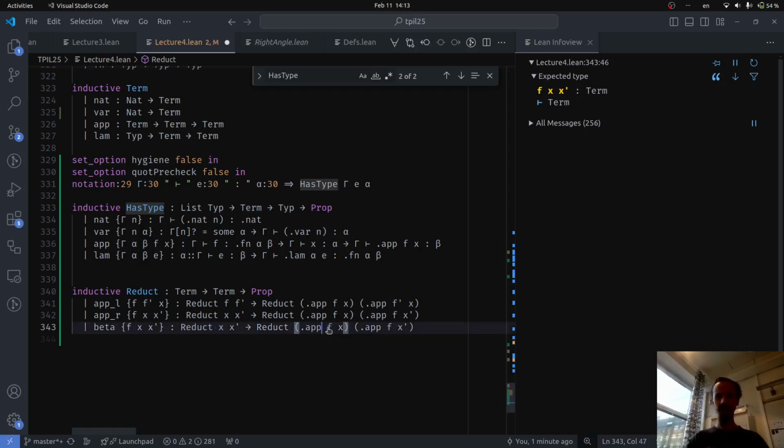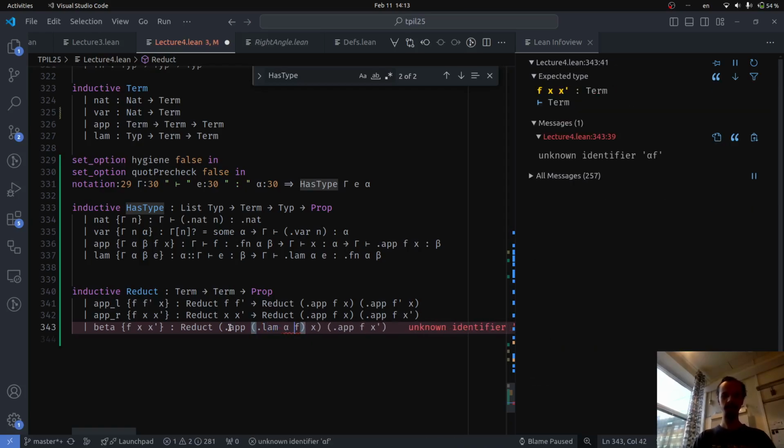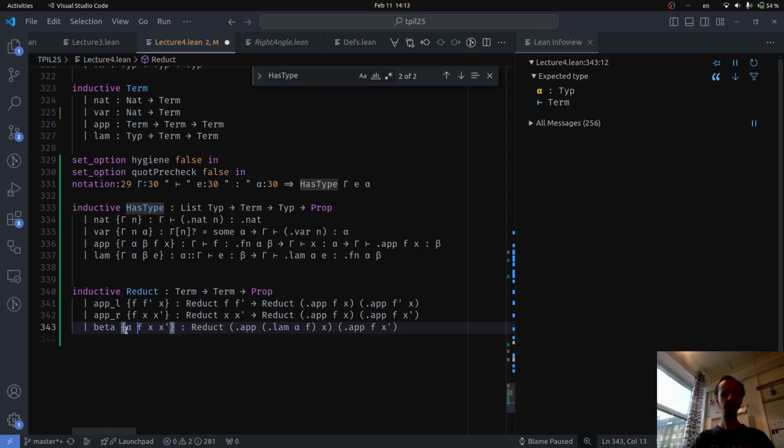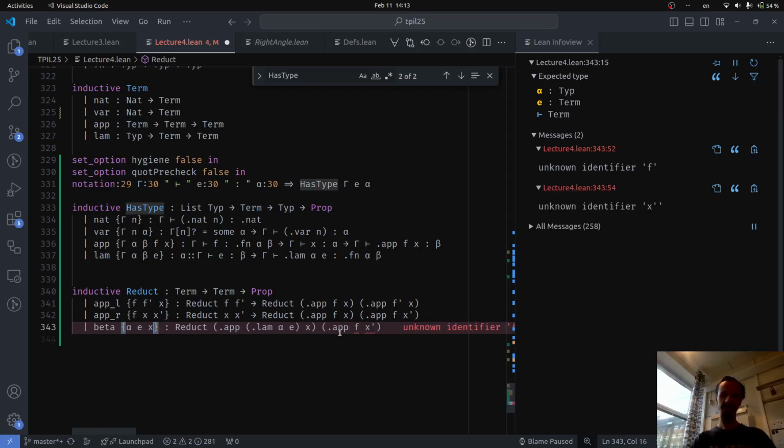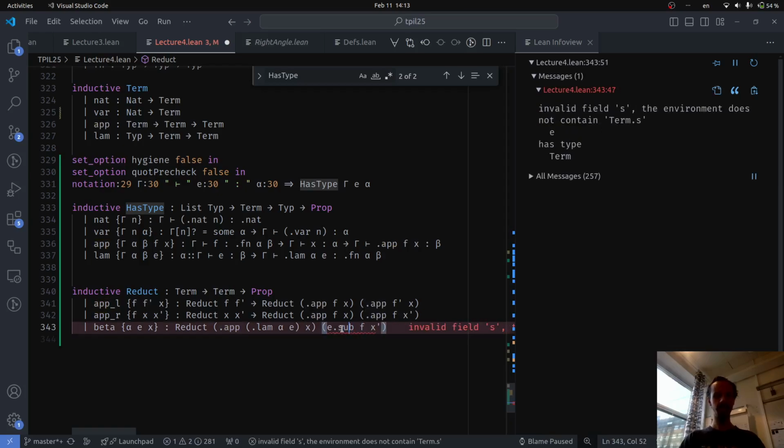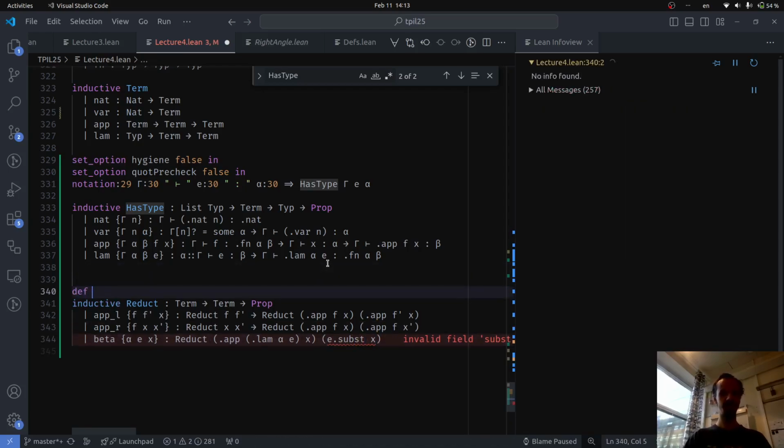All right, so how does reduction of betas work? Well, we have an application of lambda, like this. We have some lambda. And then this needs to reduce to substitution. So we'll have like E dot subst of x. But I haven't defined substitution, so I need to define substitution.